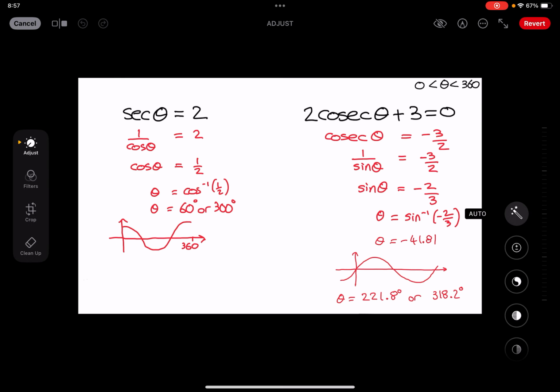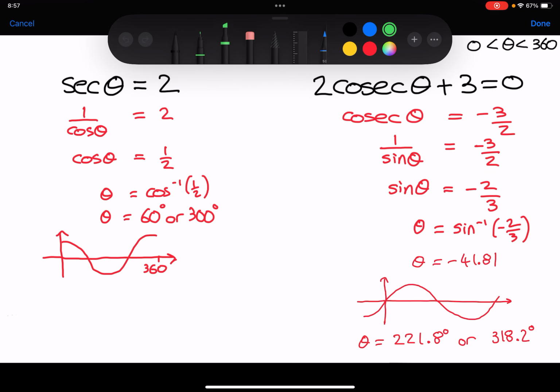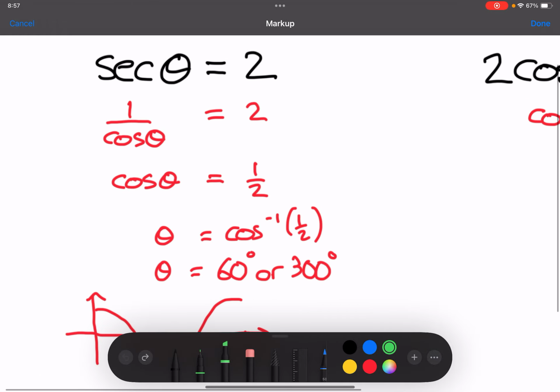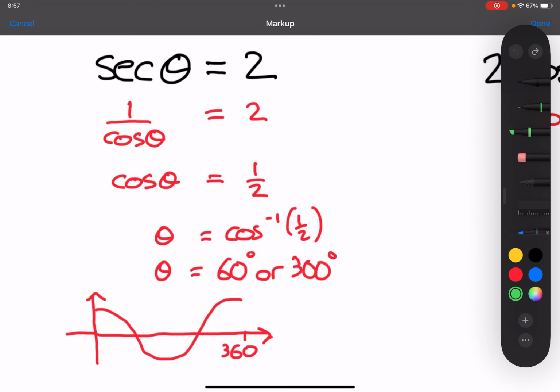So the first equation is sec theta is equal to 2, and we're solving this equation between 0 and 360 degrees. In the last video we learned that sec is the same thing as 1 over cos. So the first thing I'm going to do is replace the sec theta with 1 over cos theta. Next, I'm going to make cos theta the subject. So if I do the reciprocal on the left hand side, I'll do the reciprocal on the right hand side as well. So that gives me that cos theta is equal to 1/2.